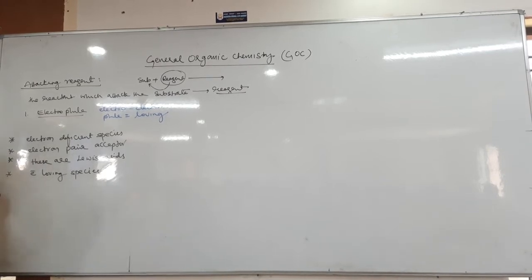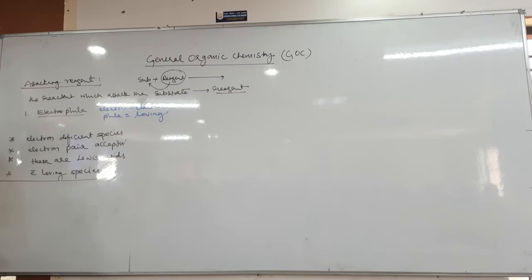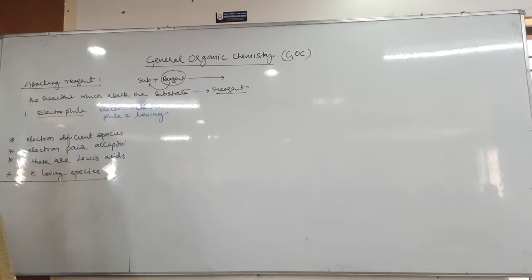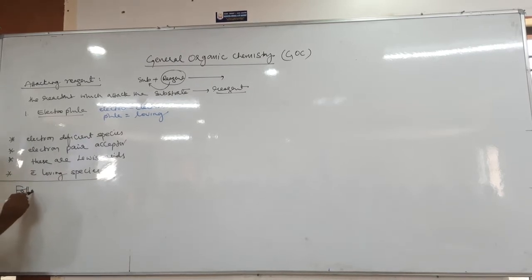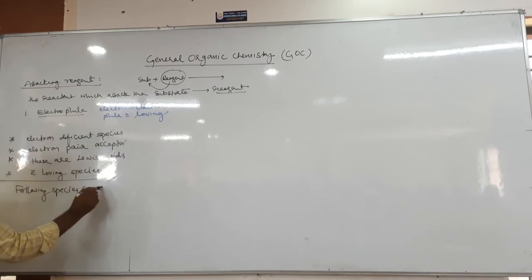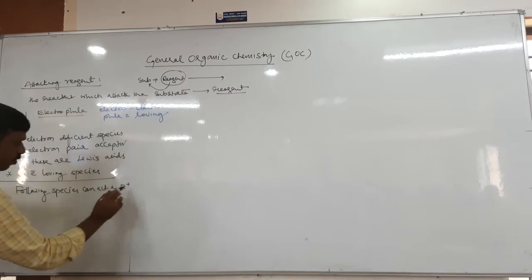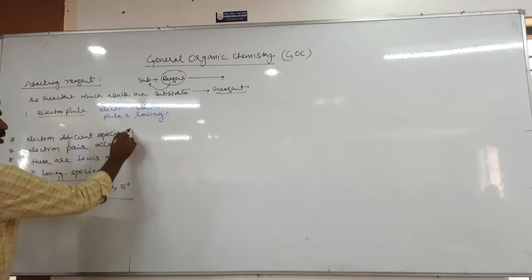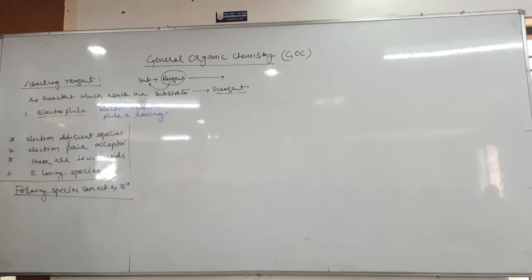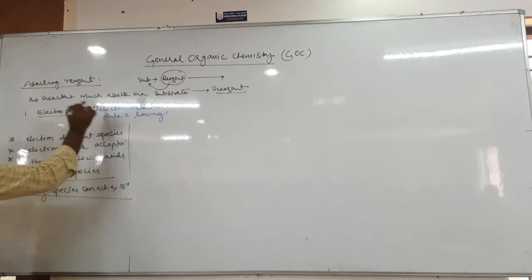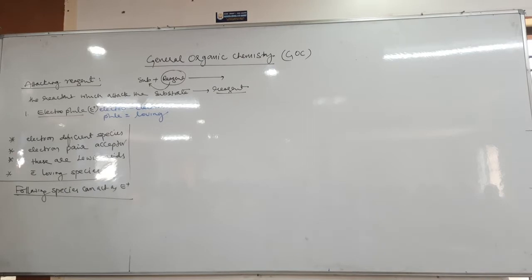But as I told you, how to identify an electrophile: the following species can act as an electrophile. Write that only. The following species can act as electrophile, and moreover an electrophile is denoted by E plus. Right. So which of the following species can act as electrophile? 1.